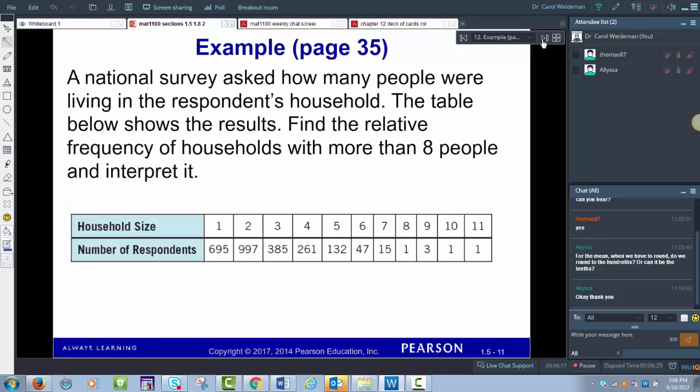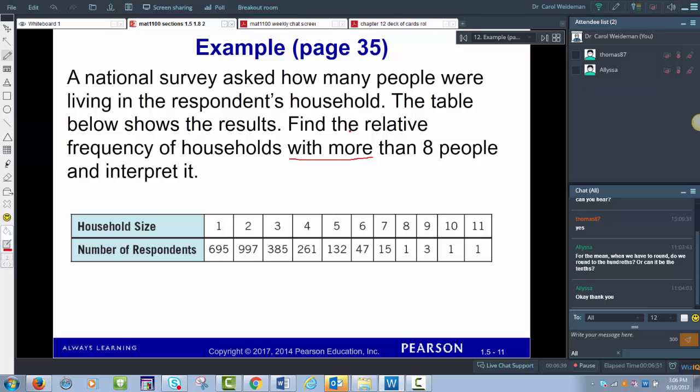So let's try an example from your book. A national survey asked how many people were living in the respondent's household. The table below shows the results. Find the relative frequency of households with more than 8 people and interpret that. So now, when we get into probability and statistics, we get into interpreting the words carefully.